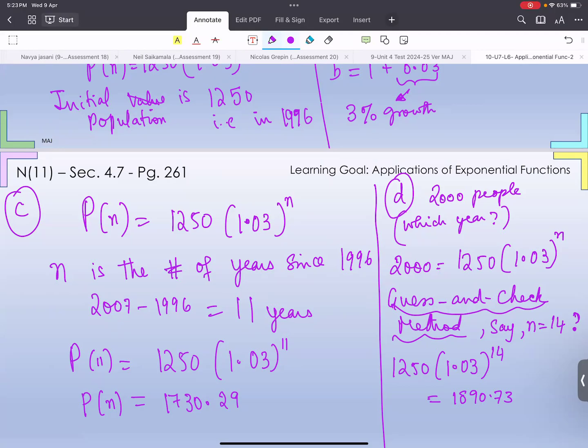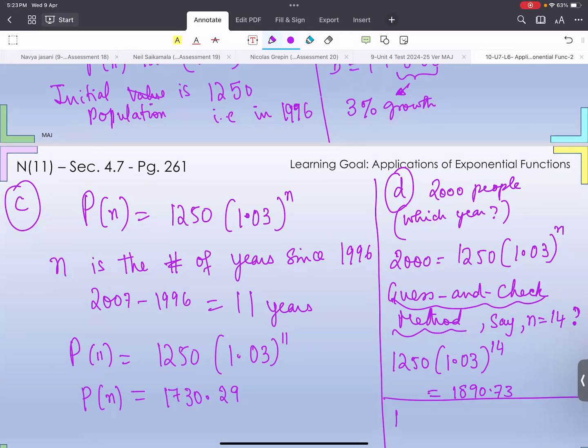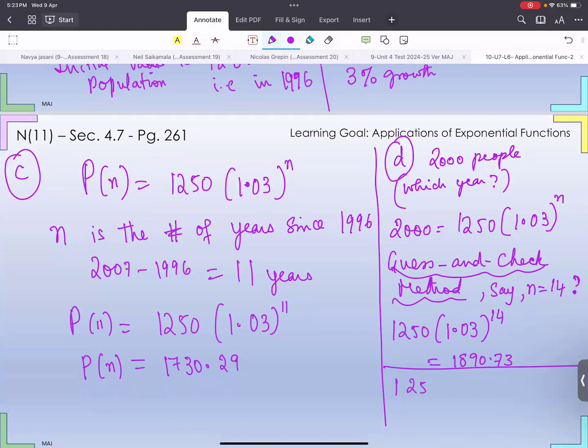So that's one value. The other one is 1250 times 1.03 to the power of 16. I ended up getting 2005.88 people. Okay, that's a lot more than we're looking for, 2,000 people. When does it reach 2,000 people? So we're going somewhere between 14 and 16.